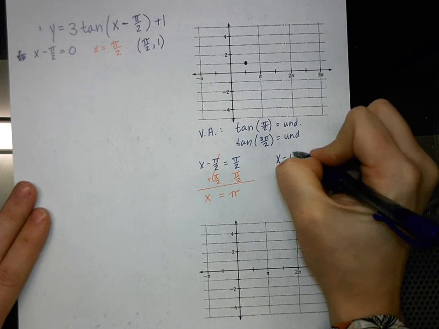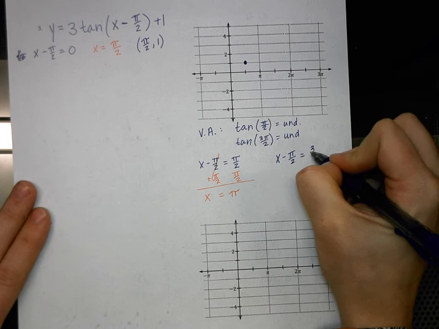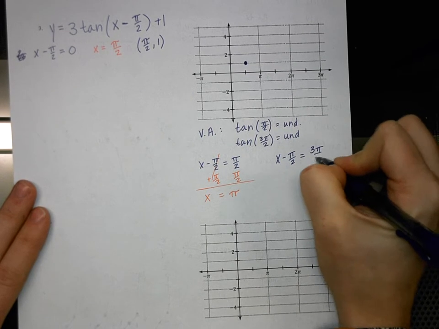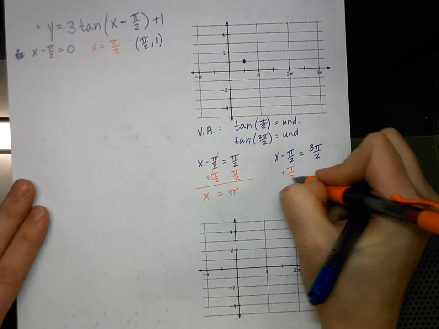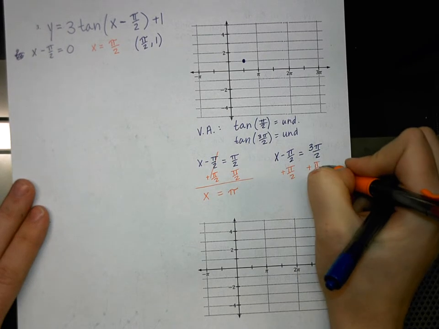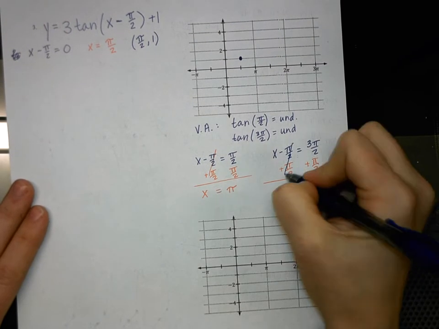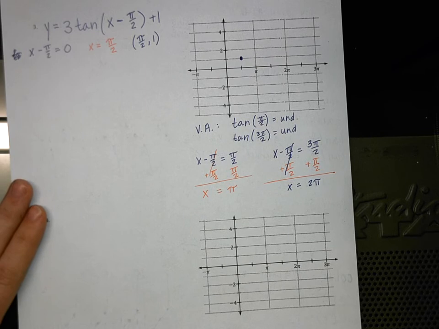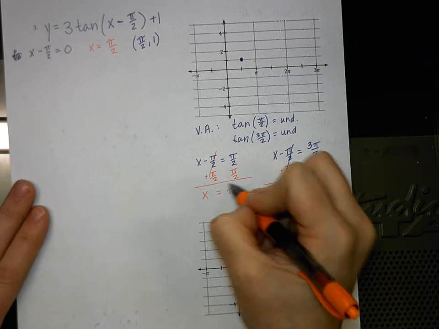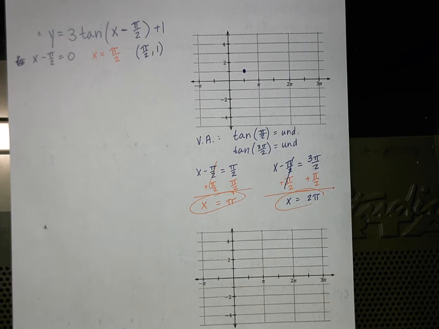What else are we going to set x minus pi over 2 equal to? 3 pi over 2. Add pi over 2 to the other side. 3 pi over 2 plus pi over 2 is 4 pi over 2, which reduces to 2 pi. So these are vertical asymptotes. Let's go ahead and graph those.